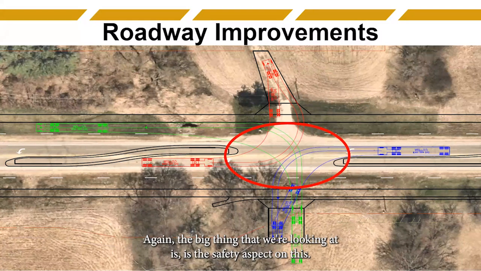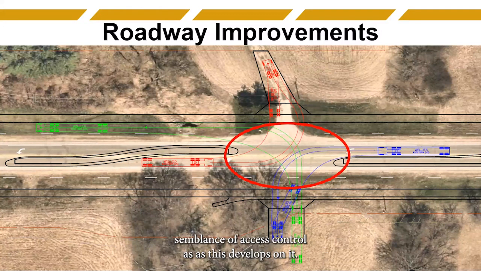This is Mike. Again, the big thing that we're looking at is the safety aspect on this, and again, some sort of semblance of access control as this develops. The biggest concern we have is that we're building this brand new roadway. We're going to put something out here that we're going to have to tear out in a couple years, and in the meantime, it's going to be unsafe. The fact that we have a raised median proposed does help separate the traffic eastbound and westbound. Adding these abbreviated turn lanes and access points gives people that little bit of refuge when they're trying to turn from the roadway into their properties, which function identically to a flush median.